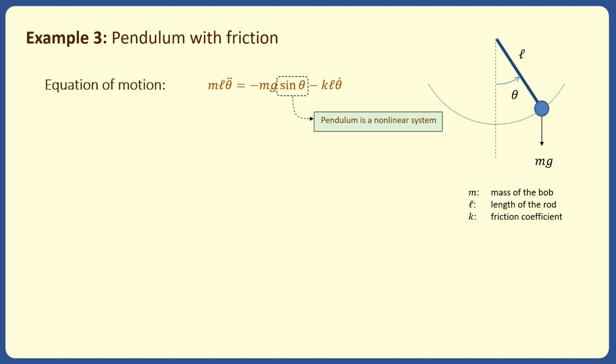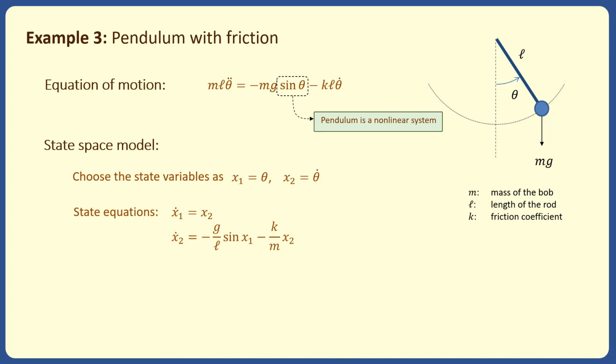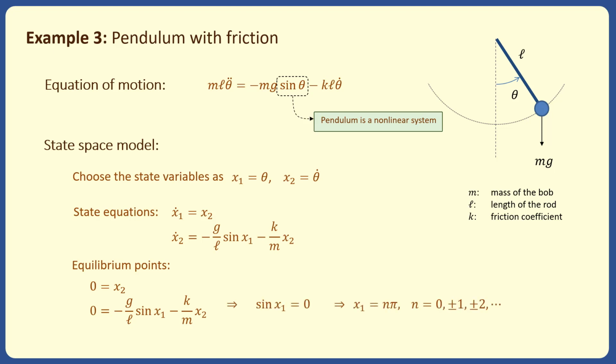We first rewrite the system model in a state space form and let x1 be theta and x2 be theta dot. Then the state equations are as shown here. To find the equilibrium points, we set x1 dot and x2 dot equal to 0 and solve for x1 and x2, and then obtain that x2 is 0 and x1 is equal to n pi.